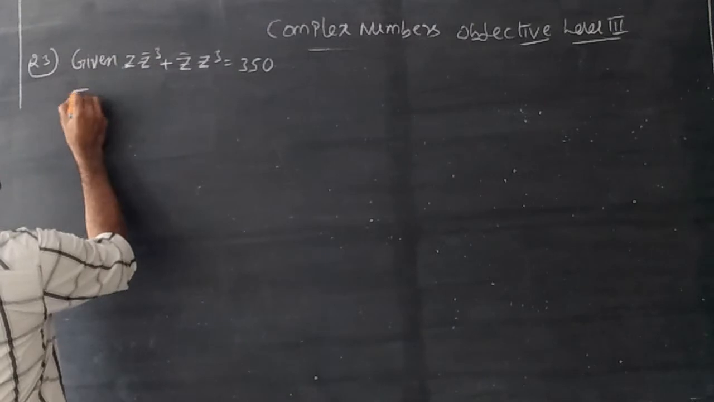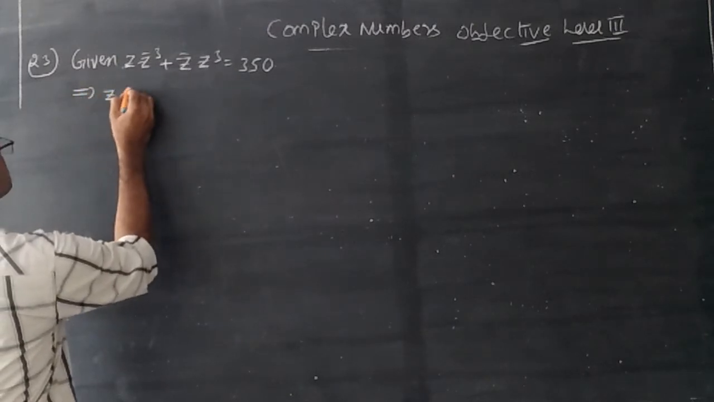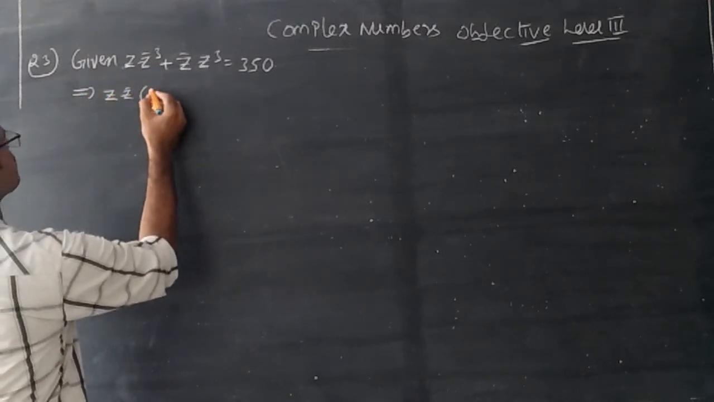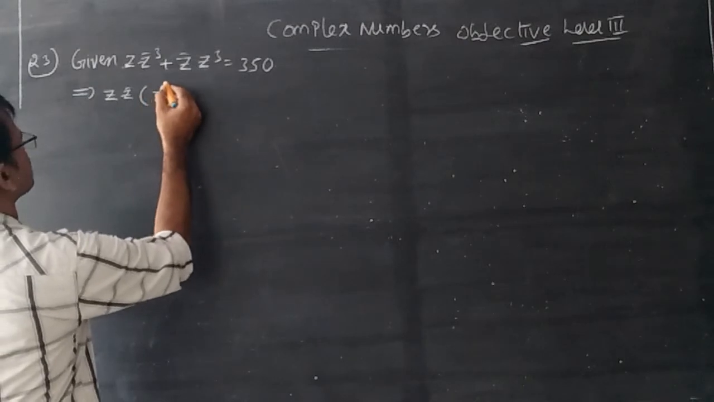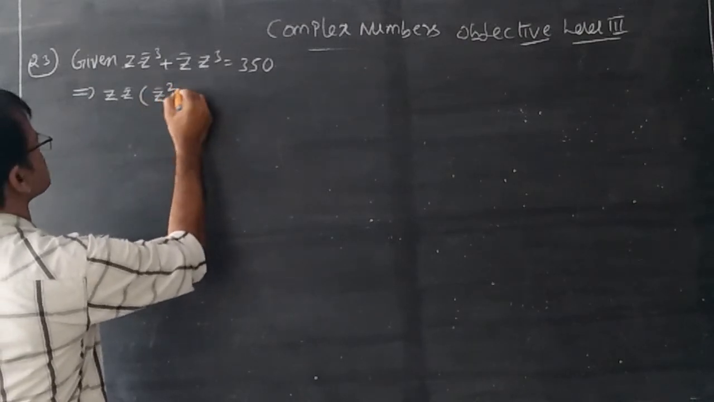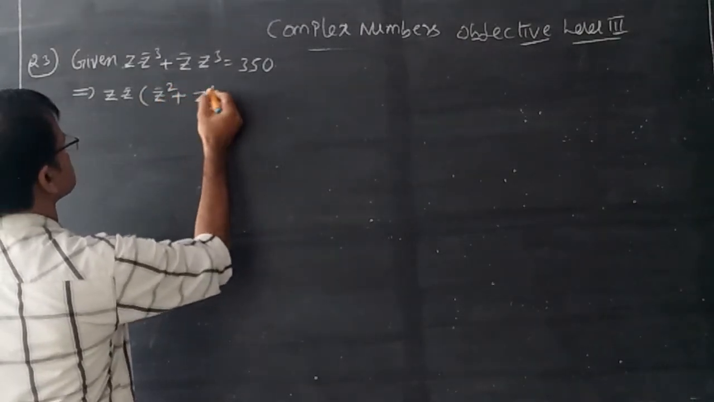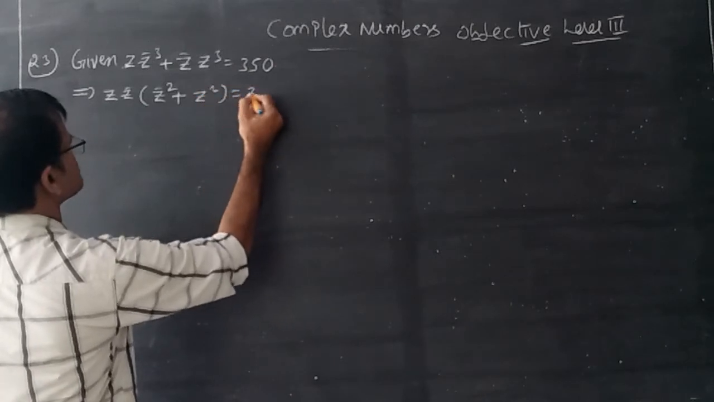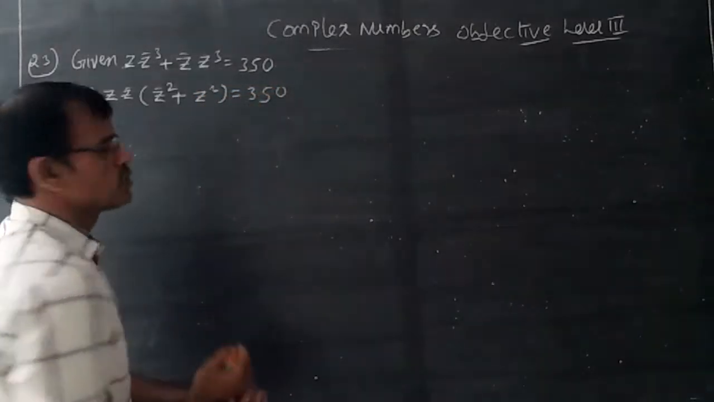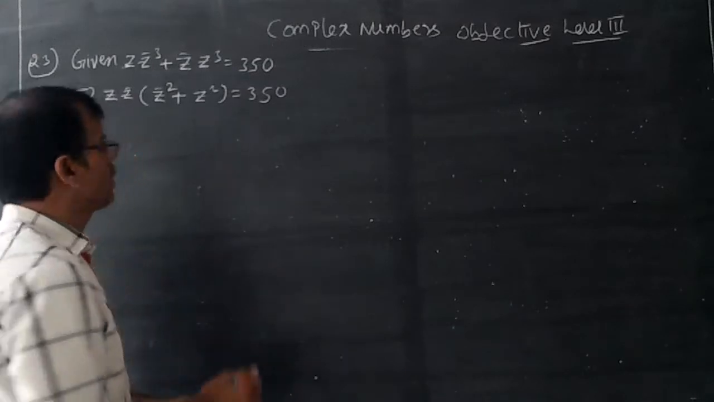That implies you can take z̄ common here. With z̄ taken common, you can write this as z̄(z̄² + z²) = 350. Z̄ has been taken common.